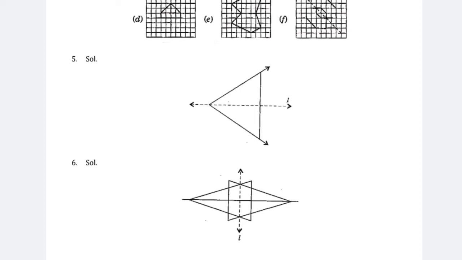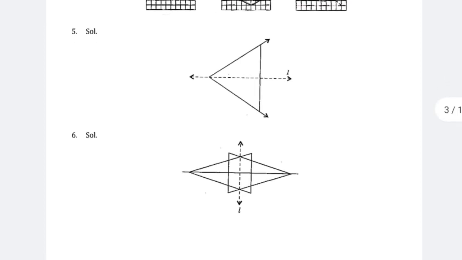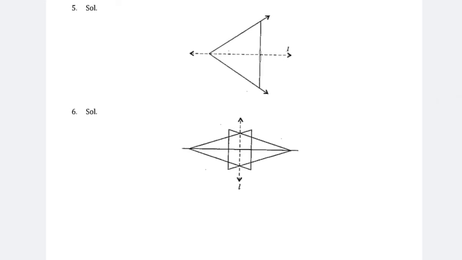Question number 6 is also the same kind of figure. We have to draw the same line of symmetry and complete the figure. Now here our exercise number 13.1 is over.